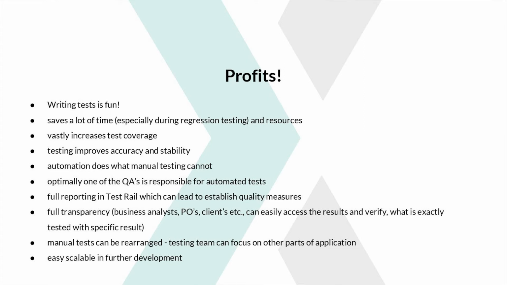Optimally, one of the QAs is responsible for automated tests. So let's say we have a guardian within the team who is responsible for maintaining the whole repository. It doesn't mean that the developers are not checking the code. So it's not only on QAs, because developers are doing the code review.